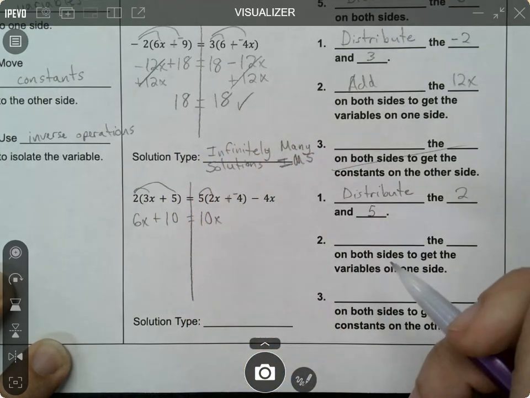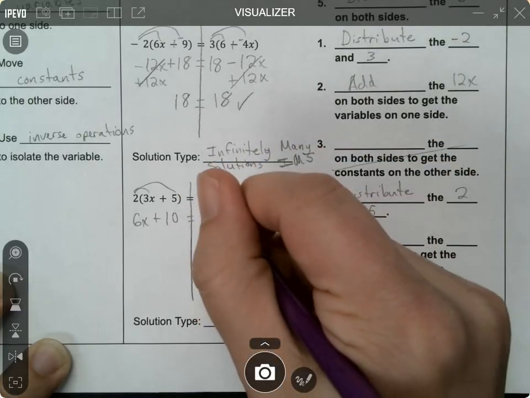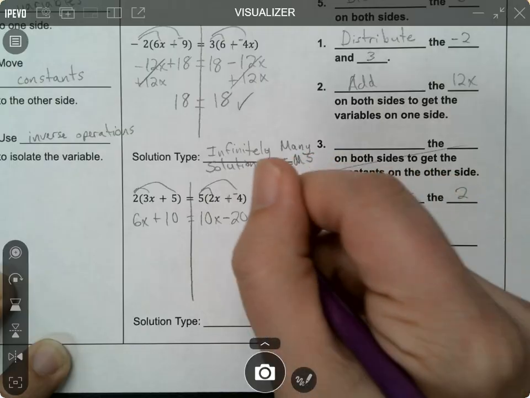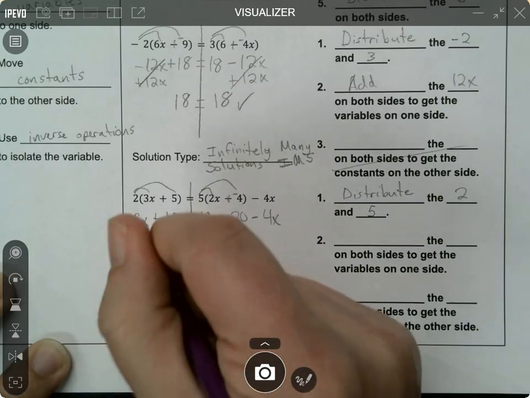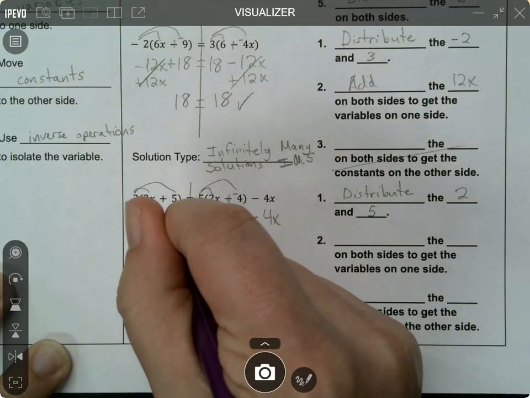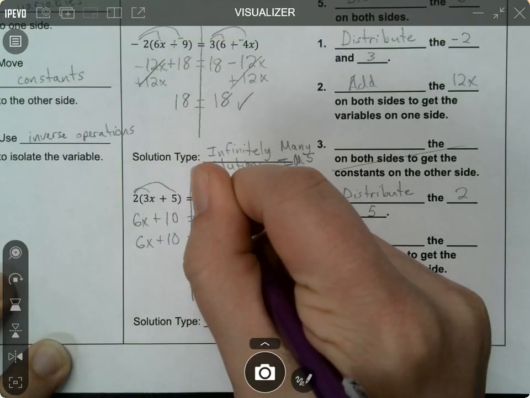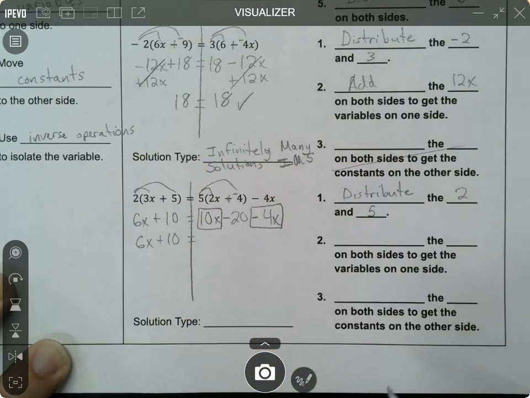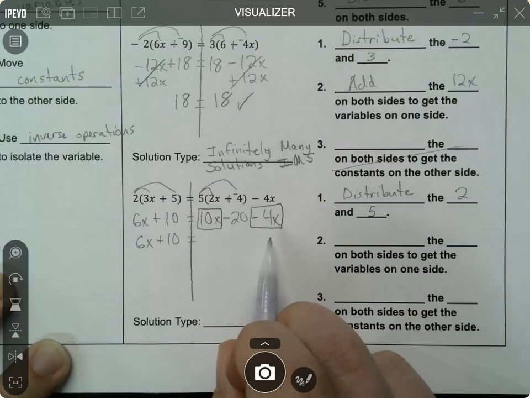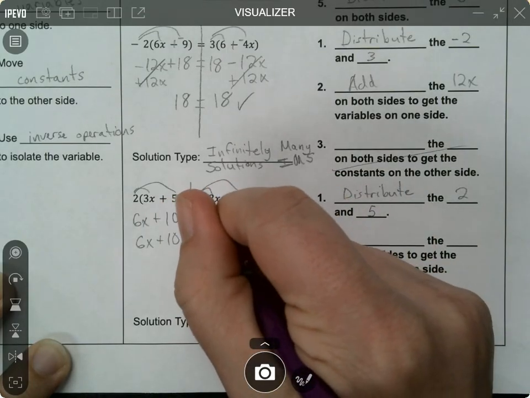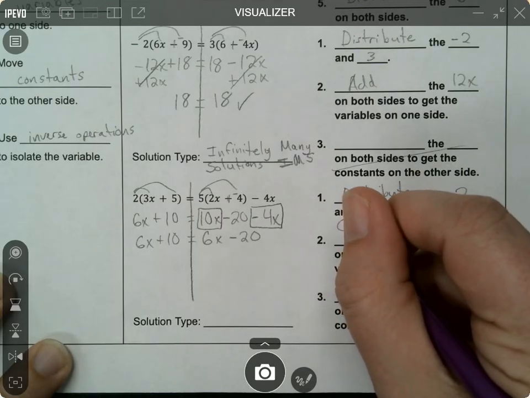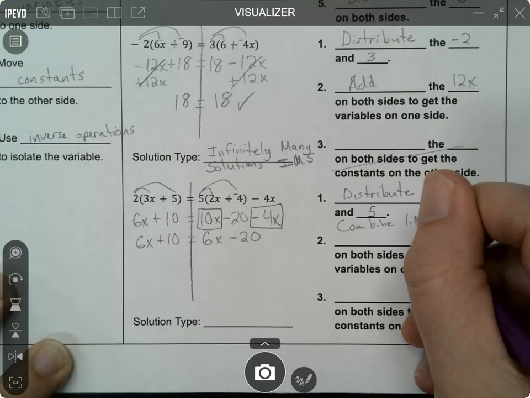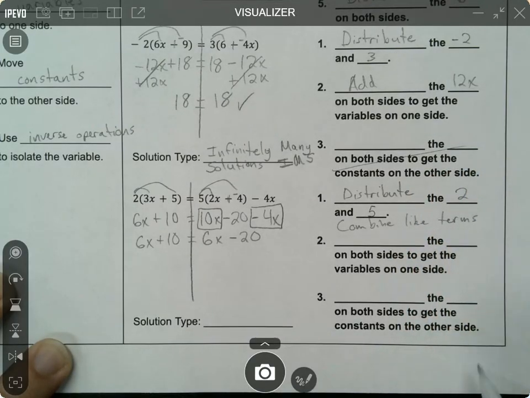This is a negative 4. So 5 times negative 4 gets me a negative 20. This is minus 4x, just comes down. All right. Can't combine anything on the left side, so I'll just bring down the 6x plus 10. But I can take 10x minus 4x. What is 10x minus 4x? 6x, right? Bring down the minus 20. Okay. Should have put combine like terms in here. Whoops, draw that in. Combine like terms. Right.